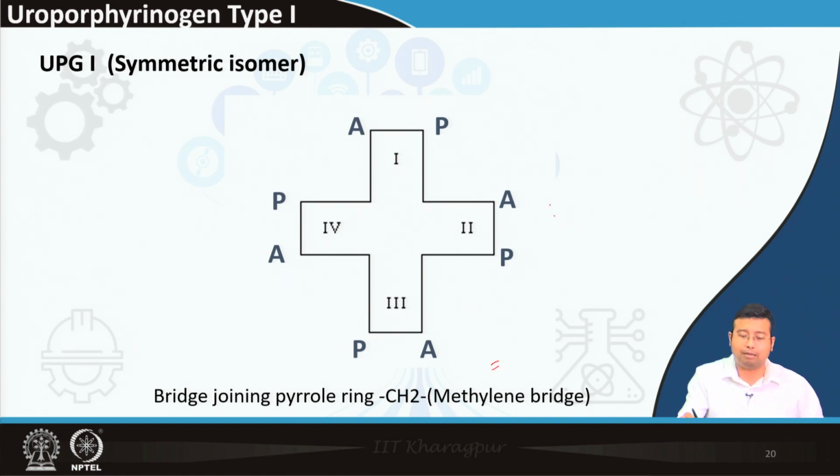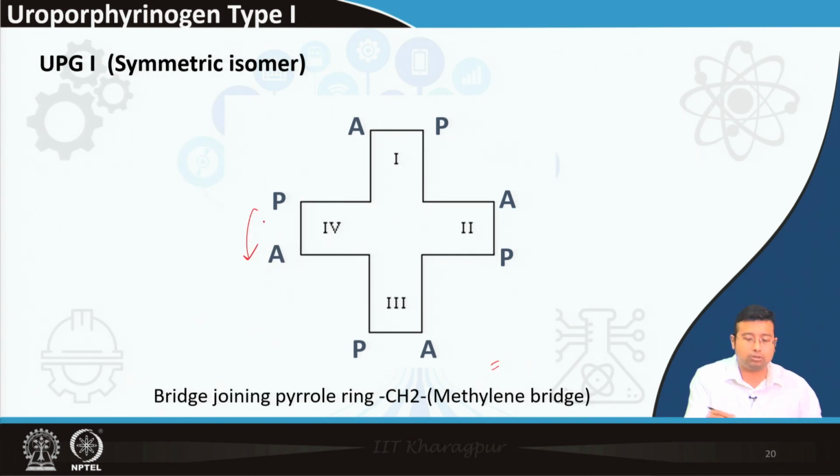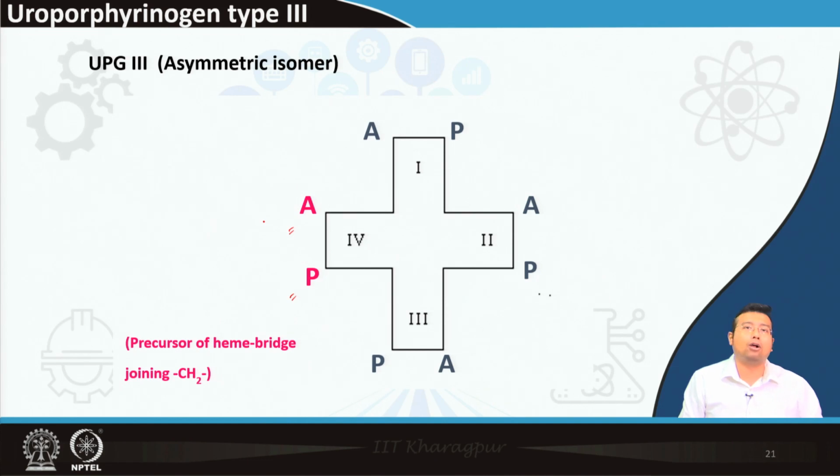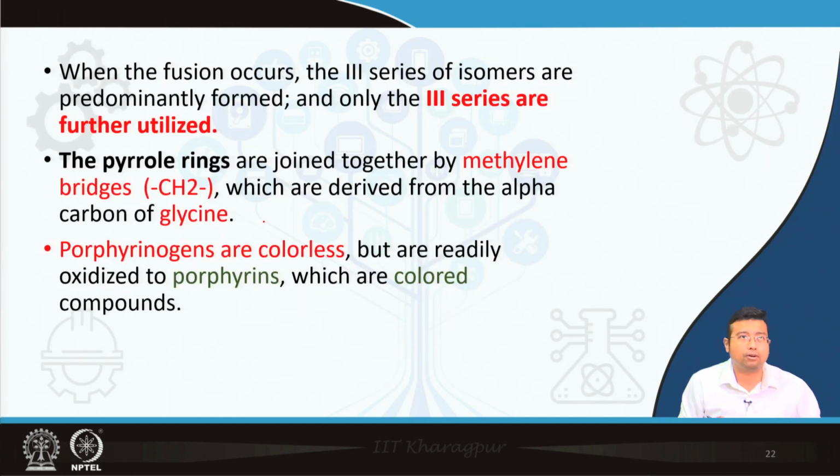So, uroporphyrinogen 1 is basically the symmetric isomer, okay, in which everything, A and P, is present in positions 1 to 8 in symmetrical manner, and the only thing that is different in uroporphyrinogen 1 and 3 is the interchange of this A and P. If it goes here, it becomes the third isomer. So, this is all what is happening in this reaction. Ultimately we are getting uroporphyrinogen type 3. Okay. So, what happens when this fusion occurs? There might be many 1 isomers, there may be multiple 3 isomers, because not all the 1 are converted to 3, but from now only series 3 are further utilized.